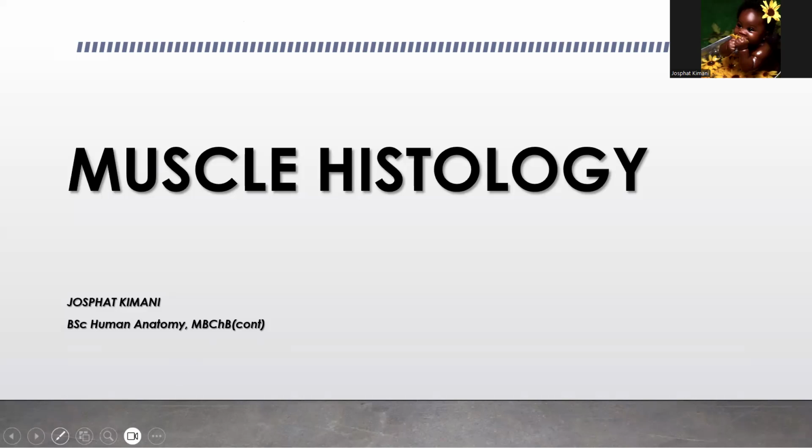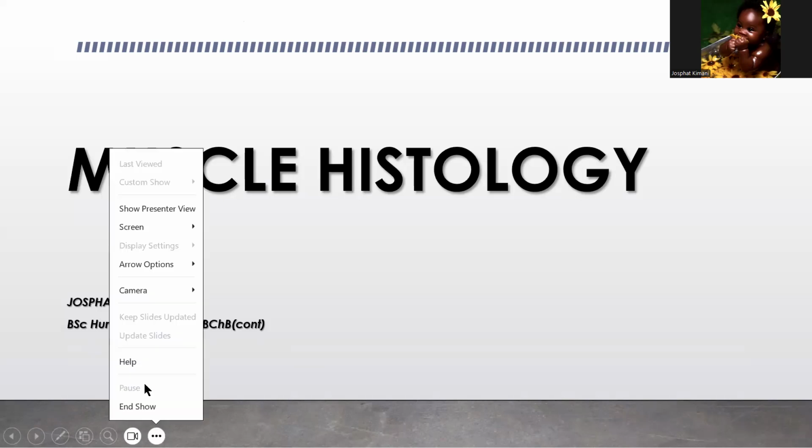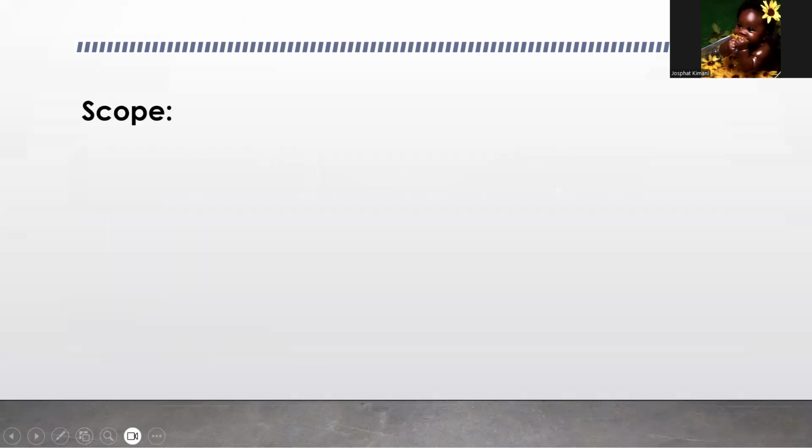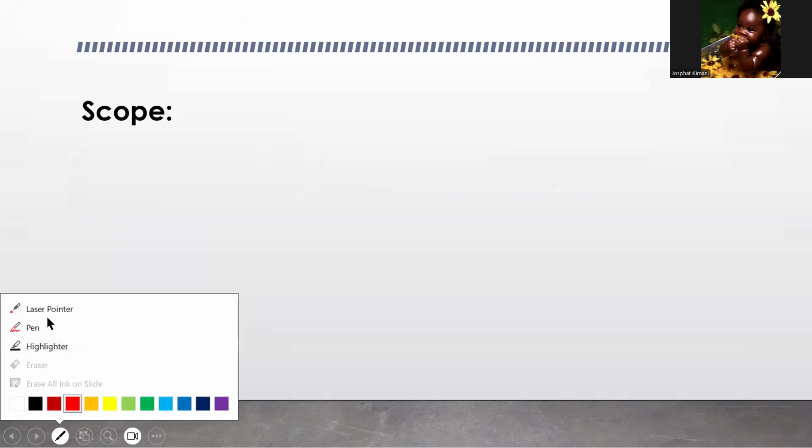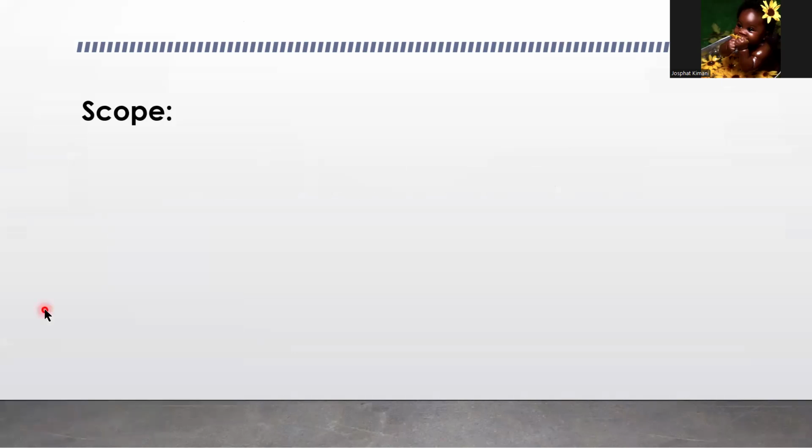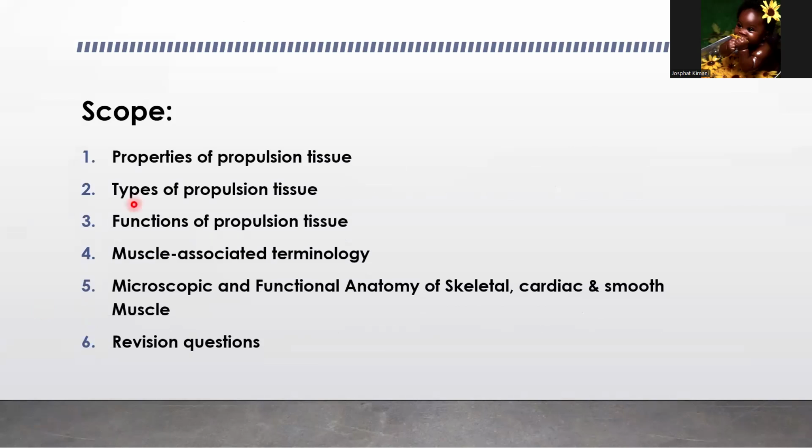I'm doing well on that end, and today we are going to describe muscle histology, the histology of the propulsion tissue, the propulsive tissue. We're going to describe, first of all, the various properties of the propulsive tissue. What are the characteristics of these muscles?